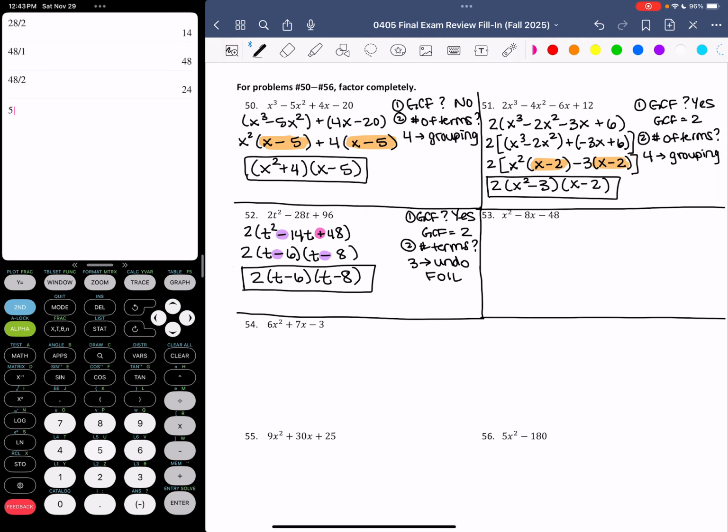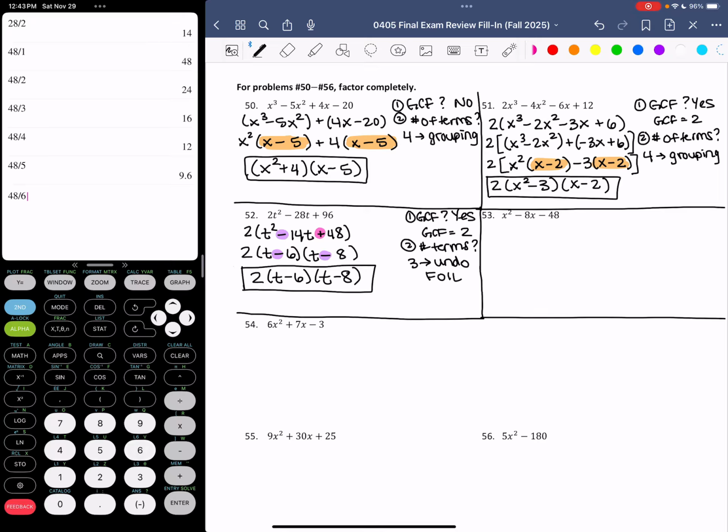Enter. 48 divided by 3, enter. 48 divided by 4, enter. 48 divided by 5. Okay, now that one shouldn't work, right? Because 48 doesn't end in a 5 or a 0. But there you go, there's your decimal.